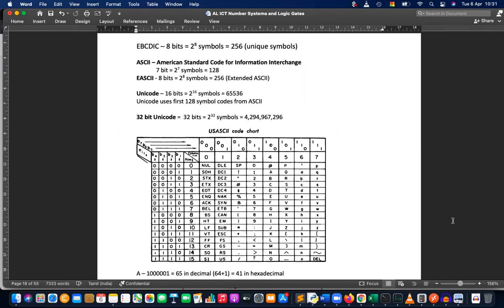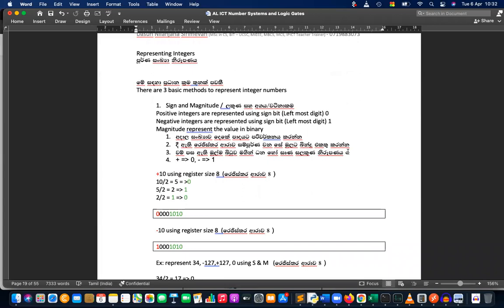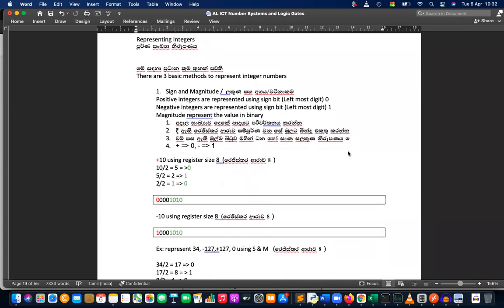EBCDIC and ASCII and Unicode, extended ASCII and Unicode Big Endian or the 32-bit version. Right. Now you know the character representation, and next we can move to representing integers.